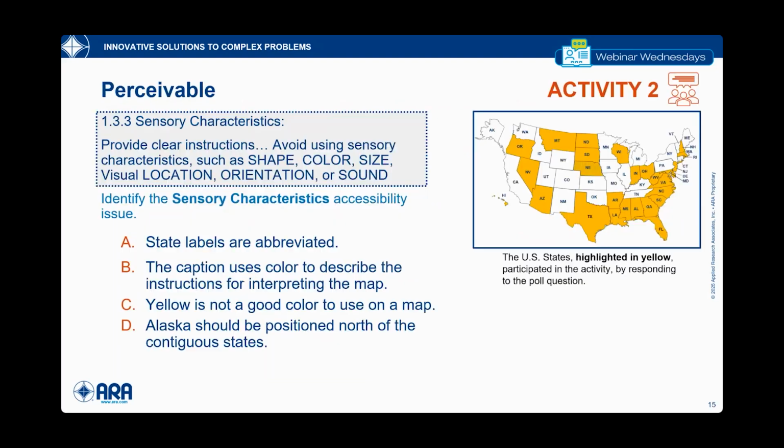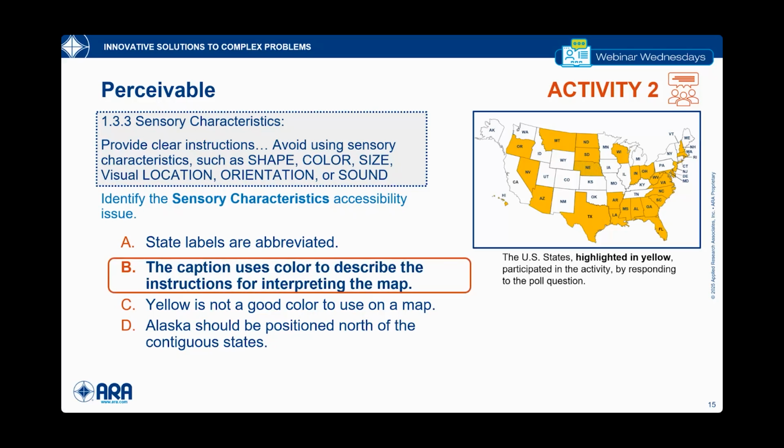And that brings us to our next activity. For sensory characteristics, take a look at the image and the caption or the surrounding text. From the following options, identify the sensory characteristics accessibility issue. So in this example, the caption actually reads, the U.S. states highlighted in yellow participated in the activity. That information would require the reader to be able to differentiate the color yellow, using sensory characteristics. So the correct answer is B.